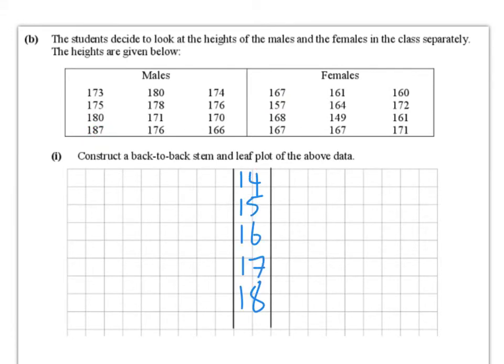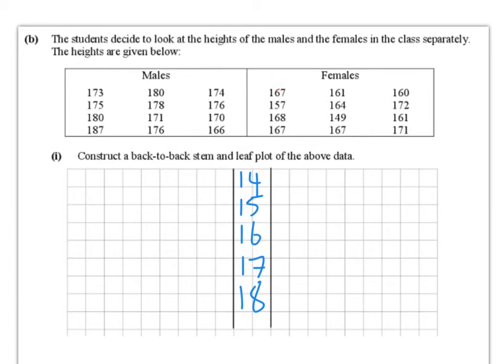Okay, so just like before, I'm going to start off by doing an unordered stem and leaf. If you don't have space to do that in your exam paper, you can do it on extra paper. But make sure that your final answer is the ordered stem and leaf. But it is easier to start off with an unordered stem and leaf.